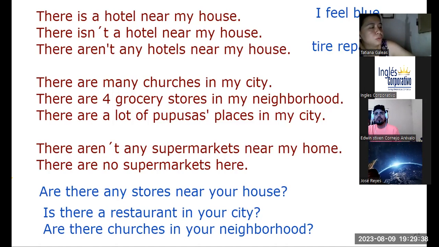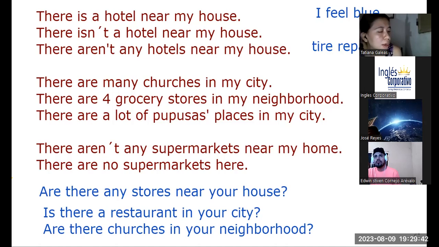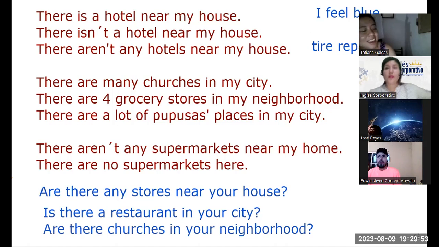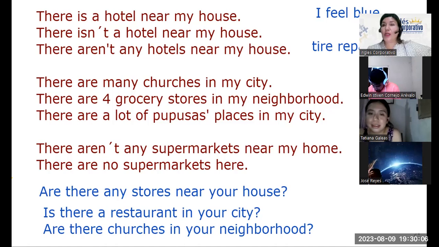There are two pupusa places in my neighborhood. There are three grocery stores near my home. There aren't any supermarkets near my house. Okay, thank you, Tatiana. Very good job. Good sentences. Who's next?